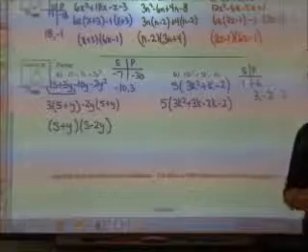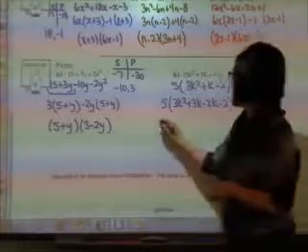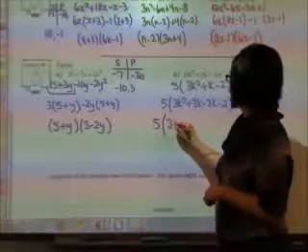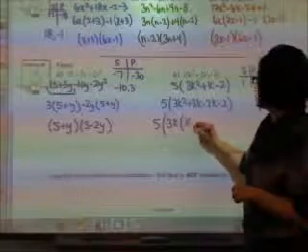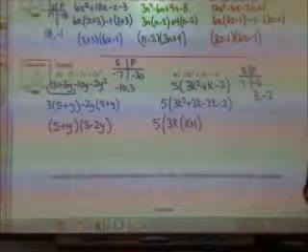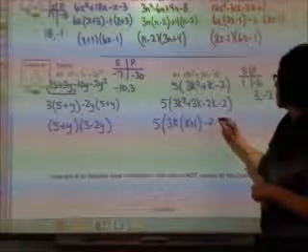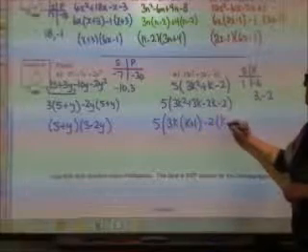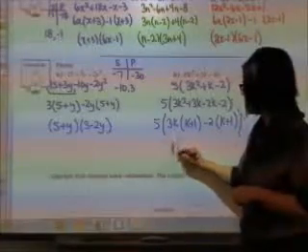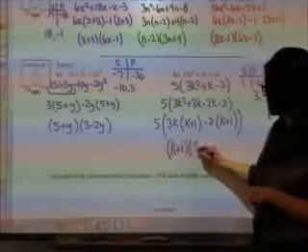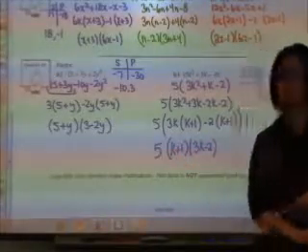So what can I factor out of the 3k squared and the 3k? 3k. And what does that leave me with? k plus 1. And what can I factor out of the next two terms? And what does that leave me with? So k plus 1 is common to both. 3k minus 2 is what is left. And the 5 stays to the outside.